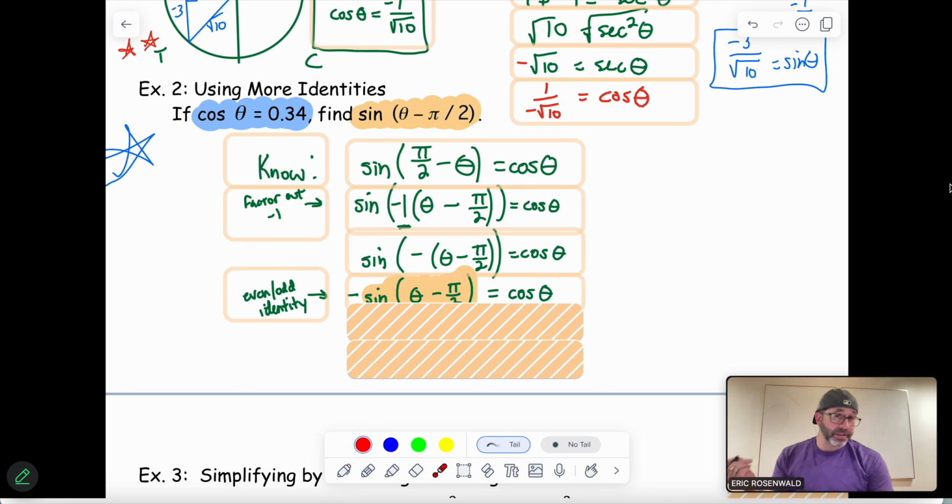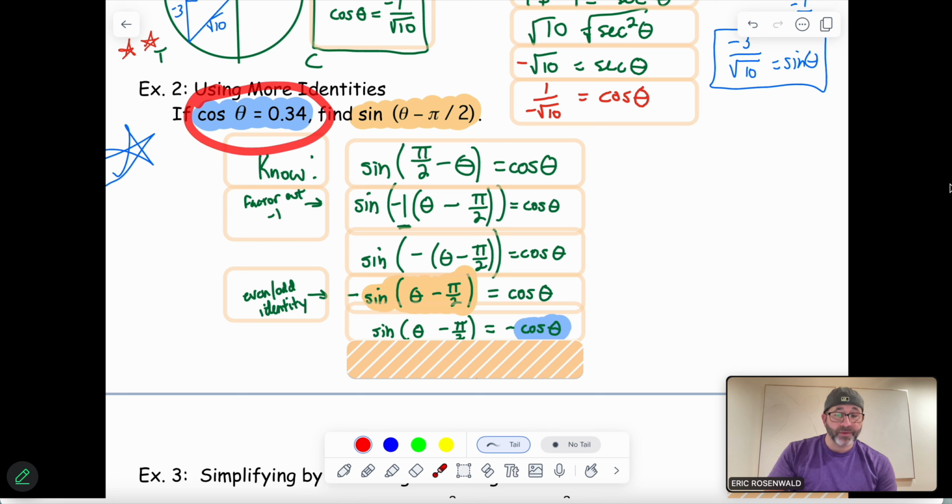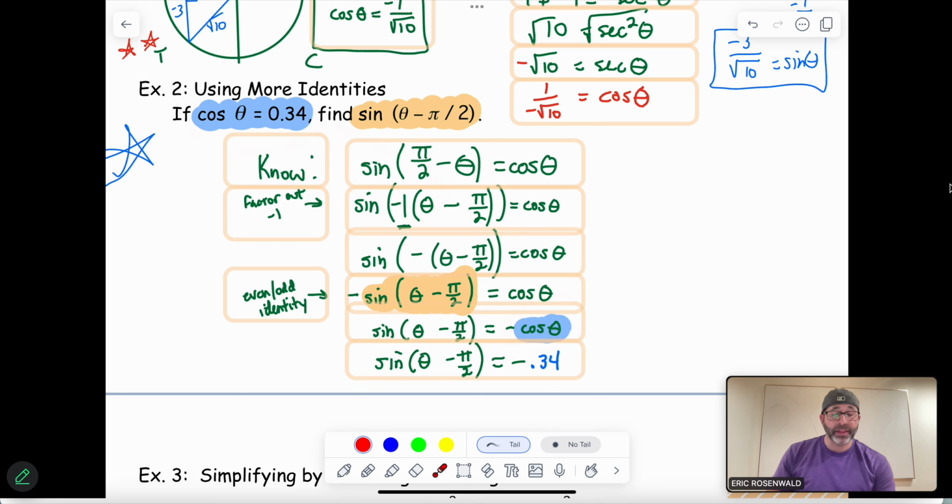Well, that negative in the front, I can actually move over to the other side, which means we have the opposite of the cosine of theta. And we know that the cosine of theta is equal to 0.34. So if I throw that over here, my answer would just end up being negative 0.34. And that's what the sine of theta minus pi over 2 is.